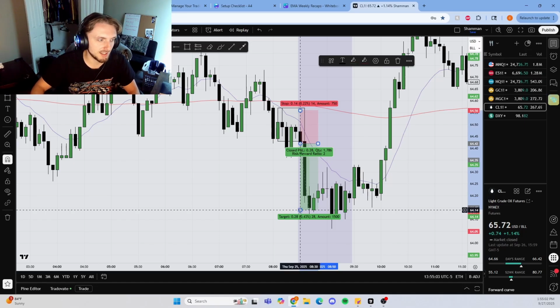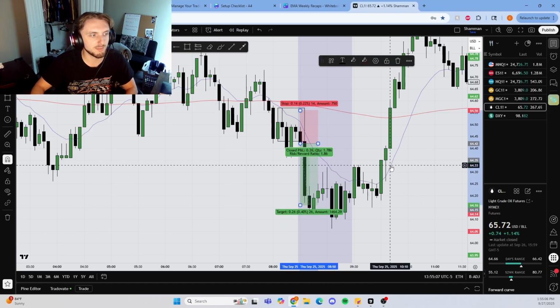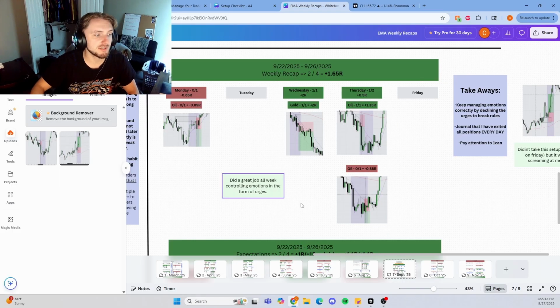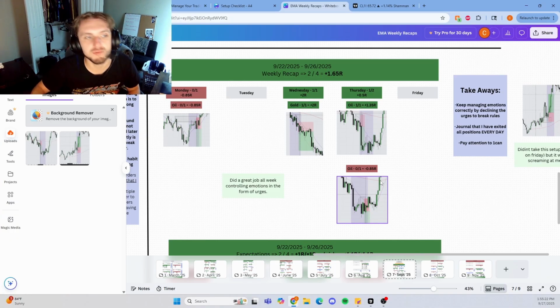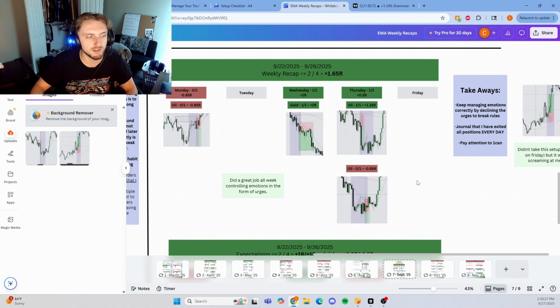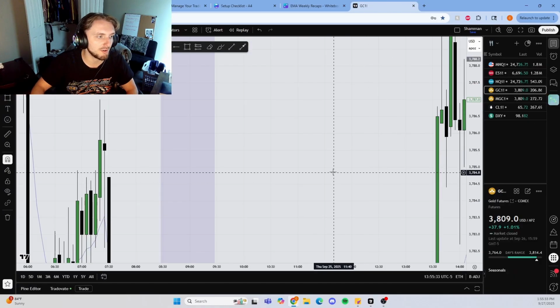Because as you can see, it wouldn't have really gone much further anyway until going back to my entry. Everything else this week, though, I did really well with. I controlled my urges to move stop losses, not take certain trades, take certain trades, and whatnot. The only other decision that I want to go over is not taking a good looking setup on Friday.